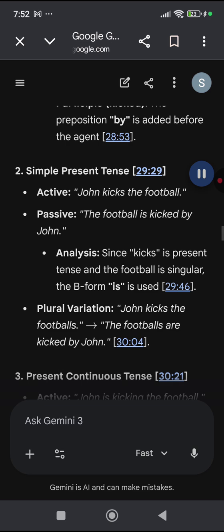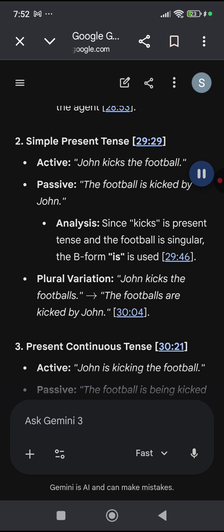2. Simple present tense. Active: John kicks the football. Passive: The football is kicked by John. Analysis: since kicks is present tense and the football is singular, the be form is used.